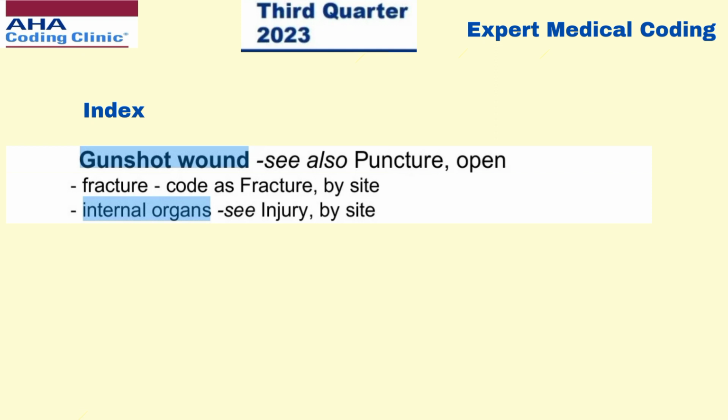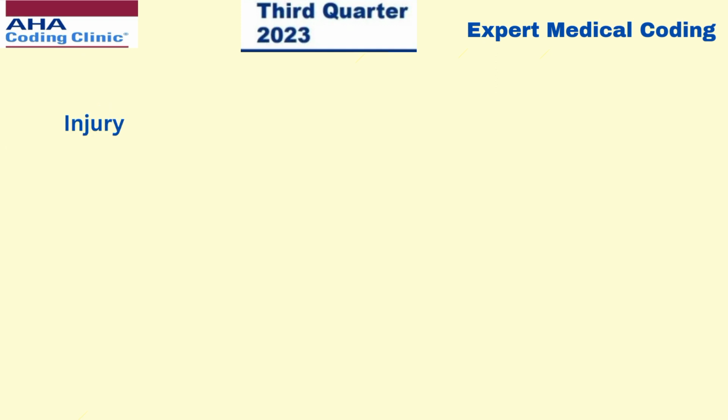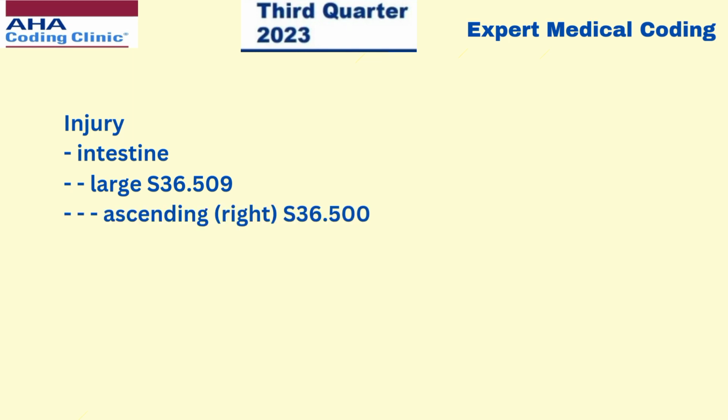Okay, for this, we'll go to the index and search for gunshot wound. Under gunshot wound, in the subterm, we can see internal organs because the gunshot wound is at the internal organs. So it will lead you to the instruction, injury by site. Now we'll go to the injury and under that we'll search for the site, that is intestine. Under intestine, large intestine, a more specific subterm, and under that ascending right colon, because the injury happened at the right colon.